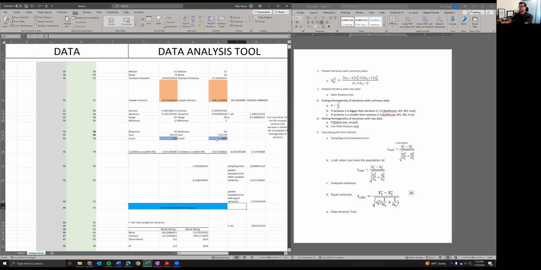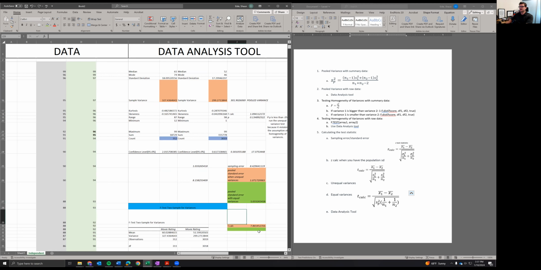And that's going to give us the pooled standard error when the variances are equal, which you notice is just slightly different. So let's do this. Home screen. Okay, and so we're going to do tcalc, which is going to be slightly different, and we're going to do equals sampling error divided by the pooled standard error with equal variances, and it's going to give us a slightly different answer.